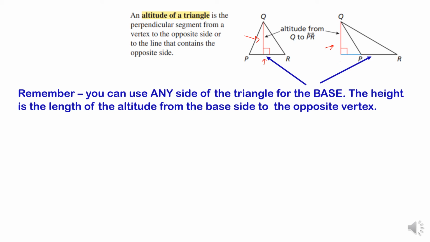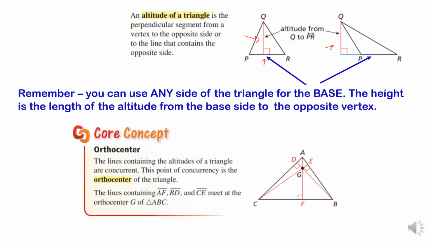Okay, there you go. So, the orthocenter is where the lines containing the altitudes of a triangle are concurrent. The point of concurrency is the orthocenter of the triangle. The lines containing AF, BD, and CE meet at the orthocenter. So each one of these lines is an altitude. Notice it is coming from a vertex, going to the other side of the triangle, and it's perpendicular to the side. And then where each of those meets is the orthocenter, where they all meet.